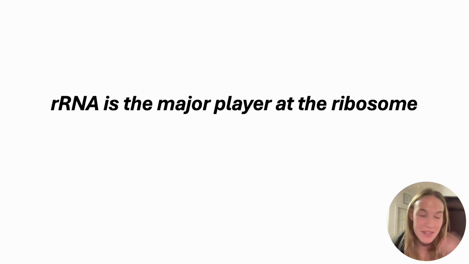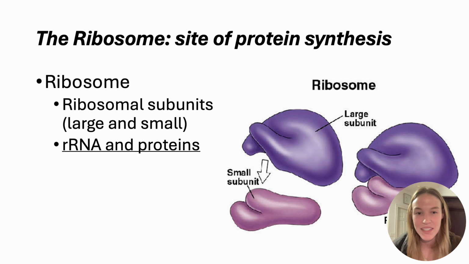Now, we talked about mRNA. mRNA serves as the message. Now let's talk about rRNA, which is the major player at the ribosome. So what is the ribosome? Well, you probably learned it was the site of protein synthesis, and you're right. But it's also a large protein complex that is interlaced with rRNA. So there are two components, rRNA and protein. They make up the two subunits, the large and the small subunit.